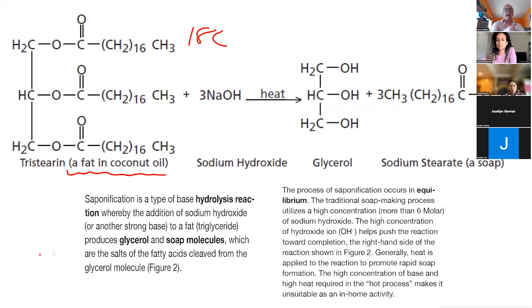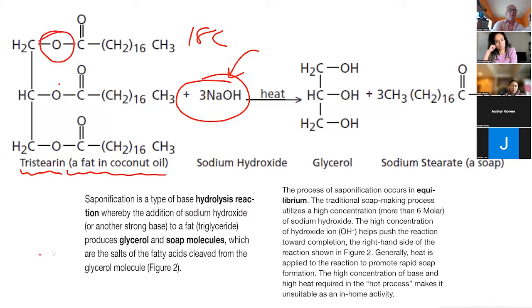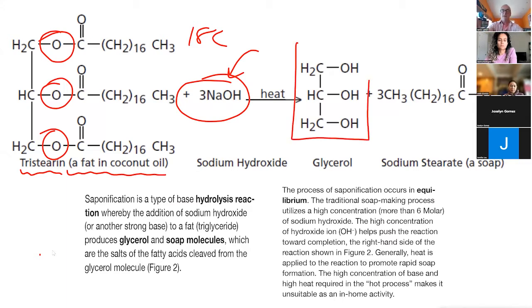But when we add hydroxide to it, you see it takes 1 mole of this triglyceride and 3 moles of hydroxide, 1 mole to break this bond, 1 to break that one, 1 to break that one. And what you release is glycerol, and the other product is the fatty acid with the negative charge. And that's what we call a soap.